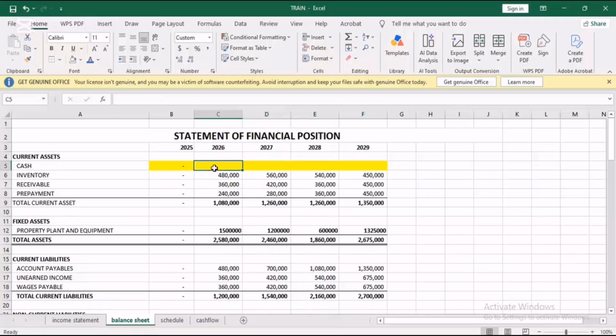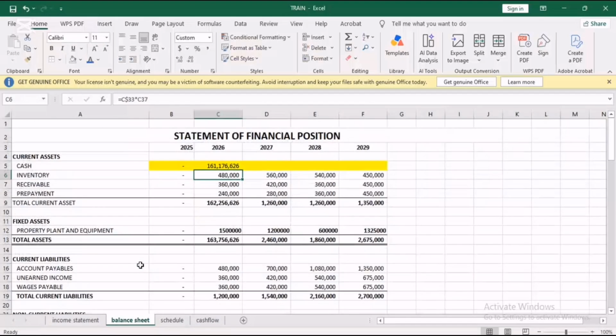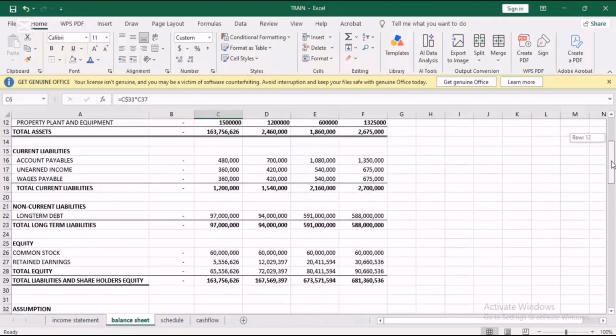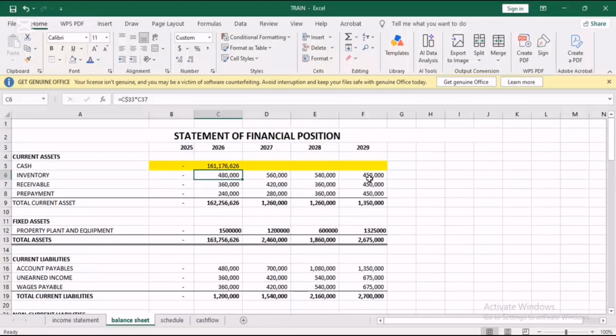2026, let's hit enter. Let's take the amounts in the cash flow. Let's hit this. Bam. Let's see whether it's balancing. Right up here, we are having an absolute balance. As you can see, the total assets, 1,163,756,626, are the same as our total liabilities and shareholders' equity. So it implies we had everything figured out right.